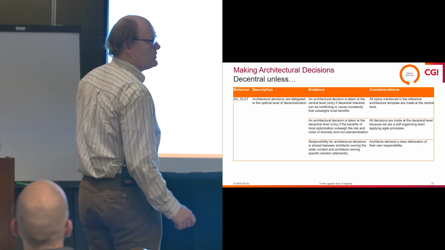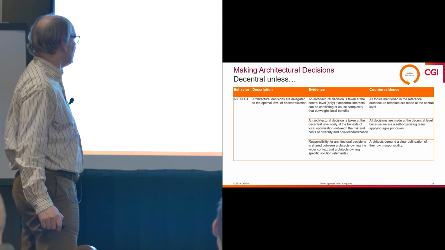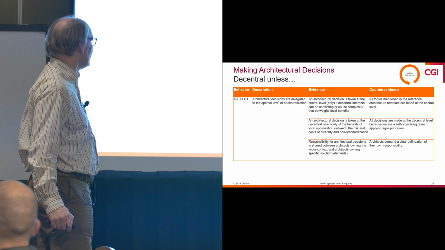Do you see in your organization that an architectural decision is only made at the central level if the decentral interests can be conflicting or cause complexity that outweighs local benefits? Or are all topics mentioned in the reference architecture template made at the central level, no matter whether that's actually needed?